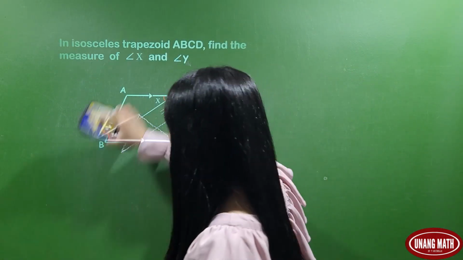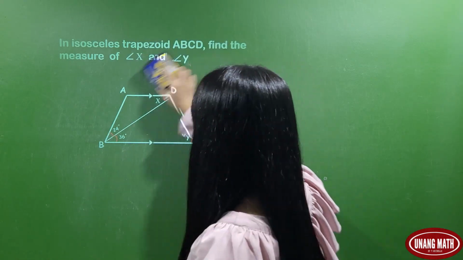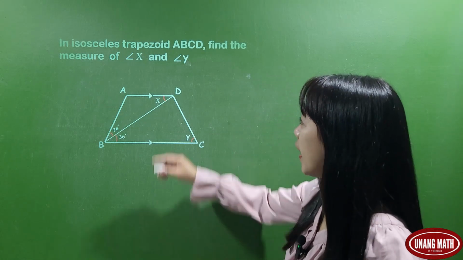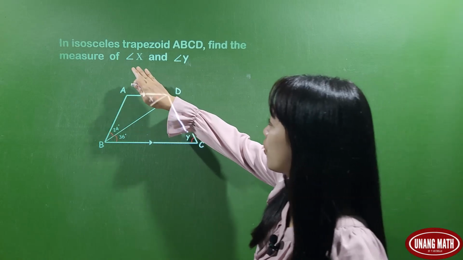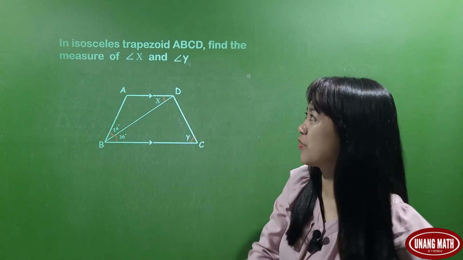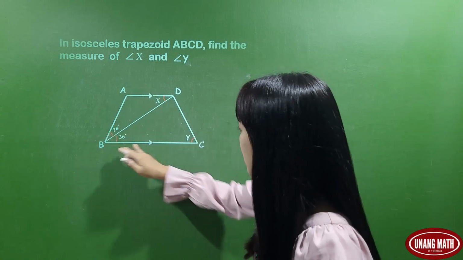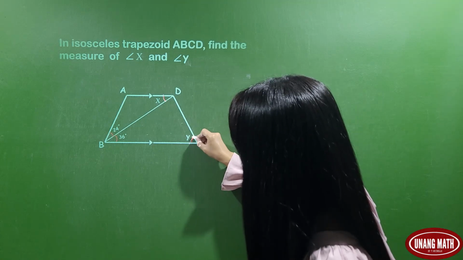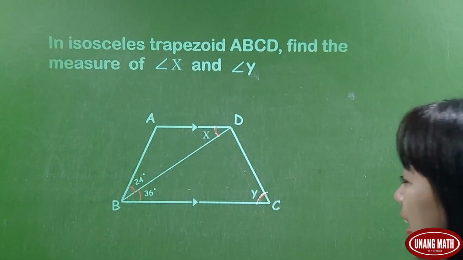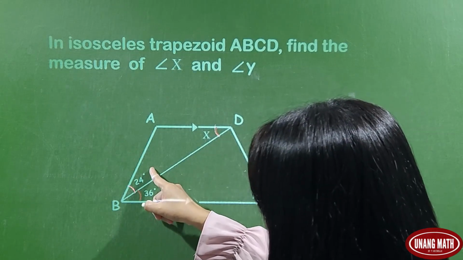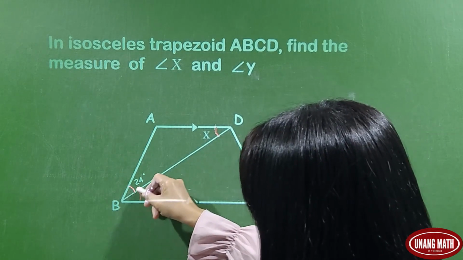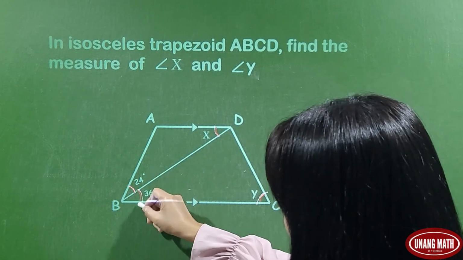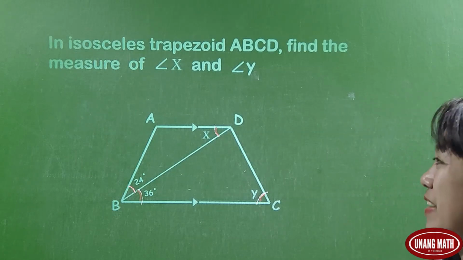Okay, this time, let's answer the following questions. Our first problem is, in isosceles trapezoid ABCD, we will find the measure of angle X and angle Y. So this is our isosceles trapezoid ABCD. We're trying to find the measure of this angle and the measure of this angle. It's given that this angle is 24 degrees, this is 36 degrees. When we draw this diagonal line, this angle is 24 degrees, this is 36 degrees.